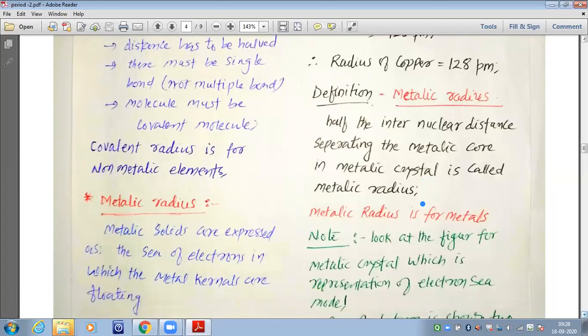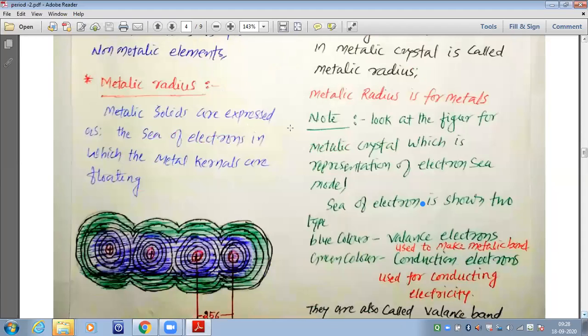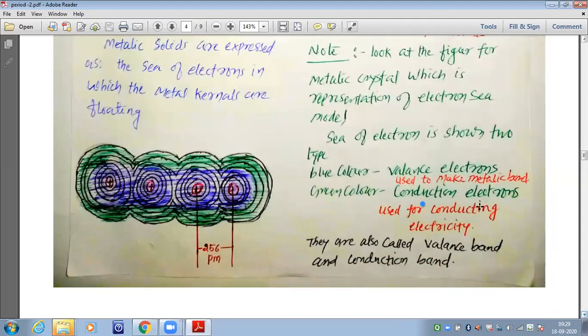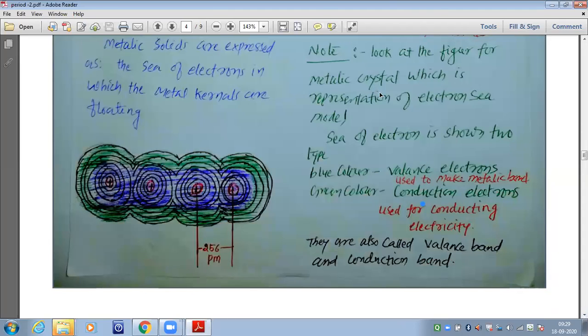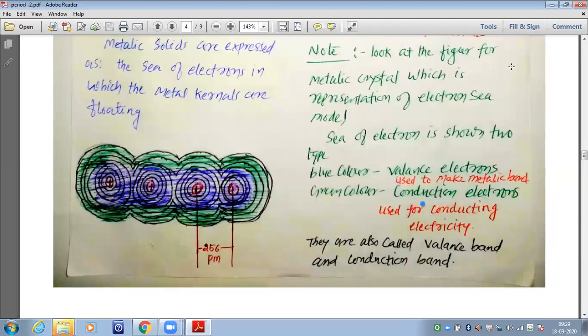Now we'll move to the metallic radius. Metallic solids are expressed as a sea of electrons in which metal kernels are floating. This model for representation of metal is known as the electron sea model. My dear students, I have just tried to explain the electron sea model to you. Scientists are not so clear that the electron sea model is exactly like this, but I have tried to give you an idea of it.